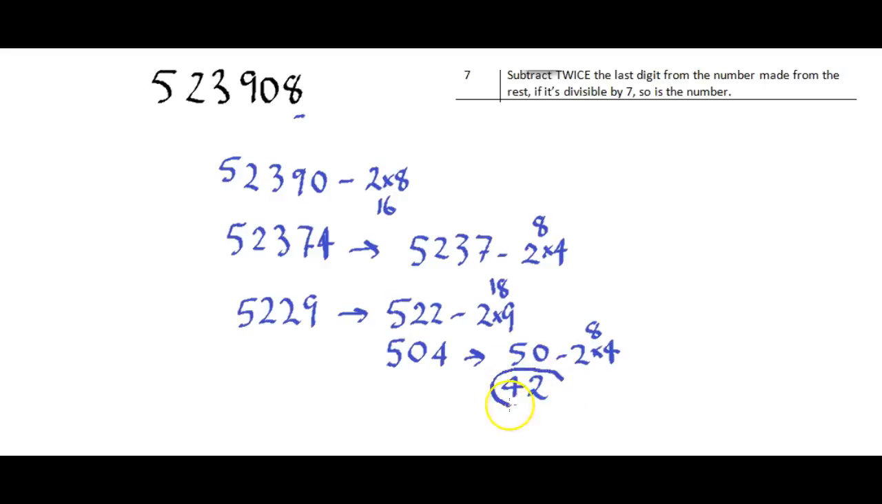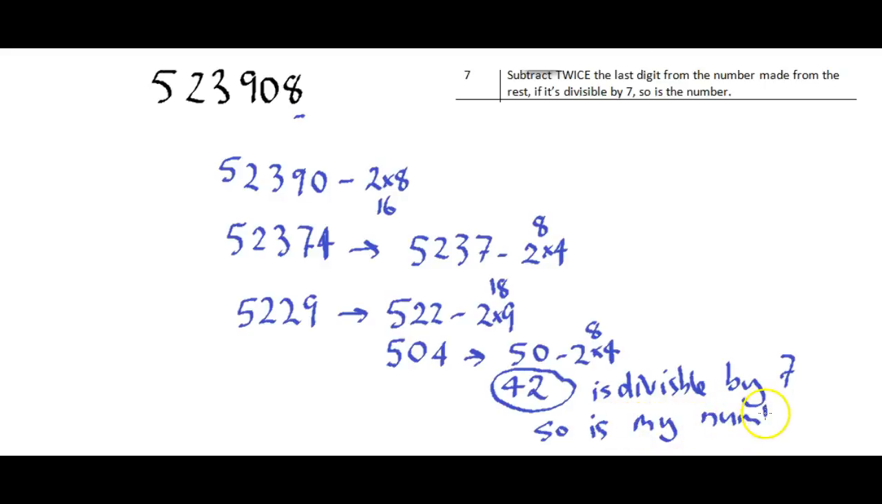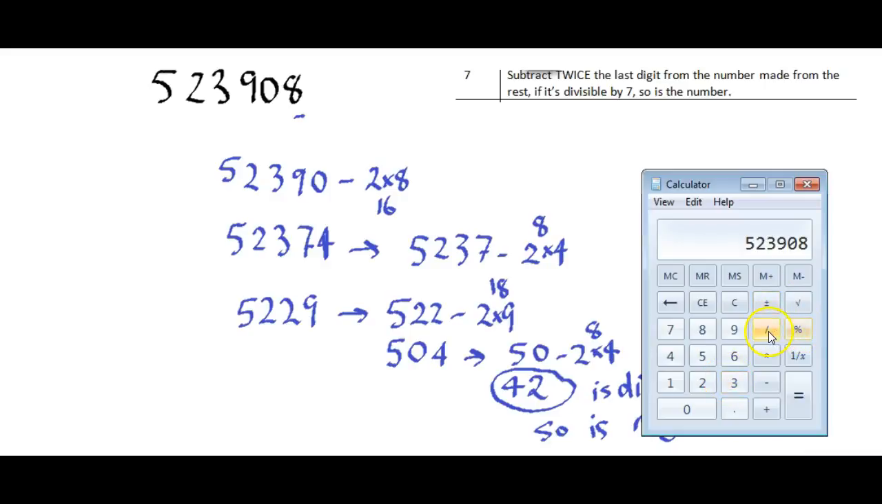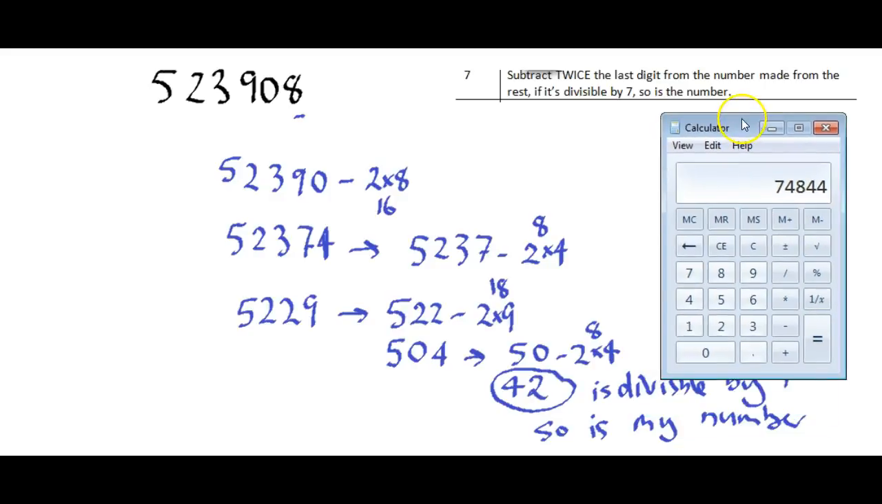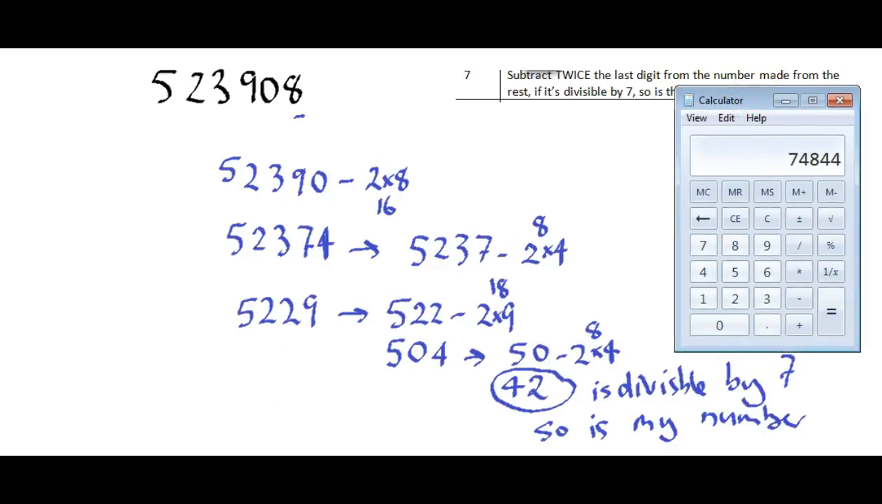Now 42 is divisible by 7. Okay, so therefore, so is my number. I'm going to check that on a calculator. So there's my number. I'm going to divide it by 7. And yes, it gives me a whole number answer with no remainders. So my number was, in fact, divisible by 7.